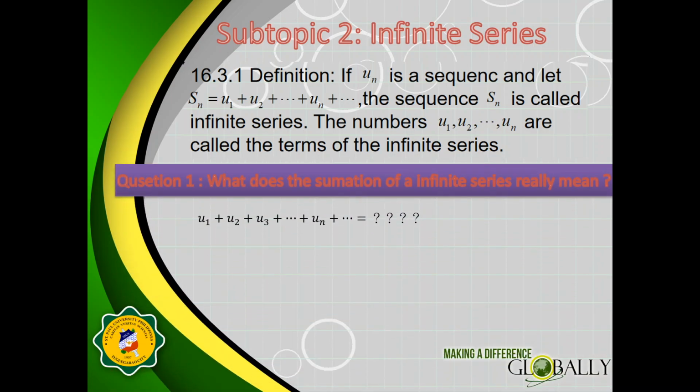Then we go to subtopic 2, infinite series. Why do we have to introduce subtopic 1? Because we use the sequence to help us define the infinite series.